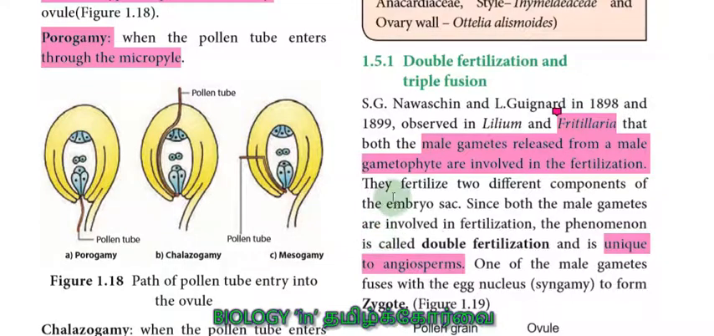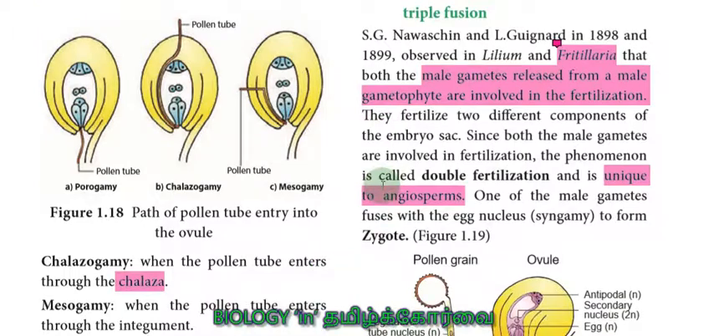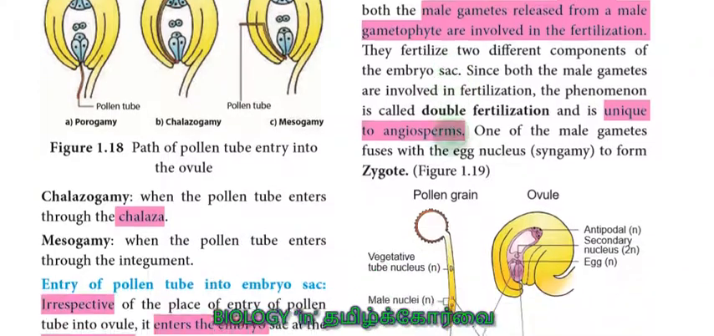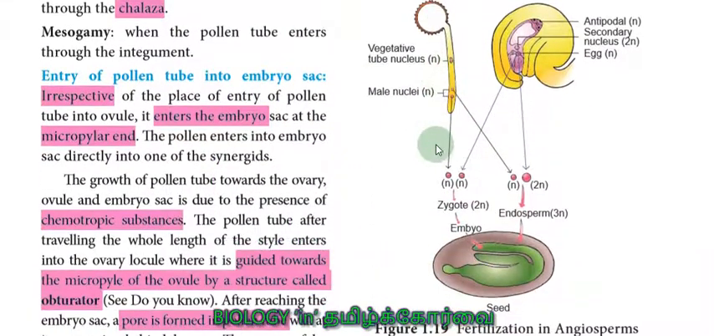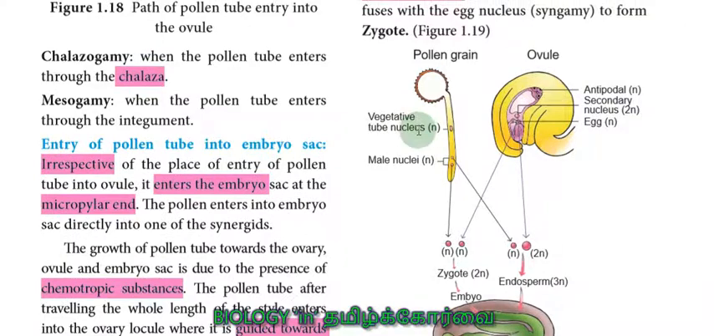Both the male gametes are involved in the fertilization. They fertilize two different components of the embryo sac. What are the two different components? Come to this picture here. It is very clear. This is the pollen tube carrying the two male gametes. Both the male gametes are haploid in nature.